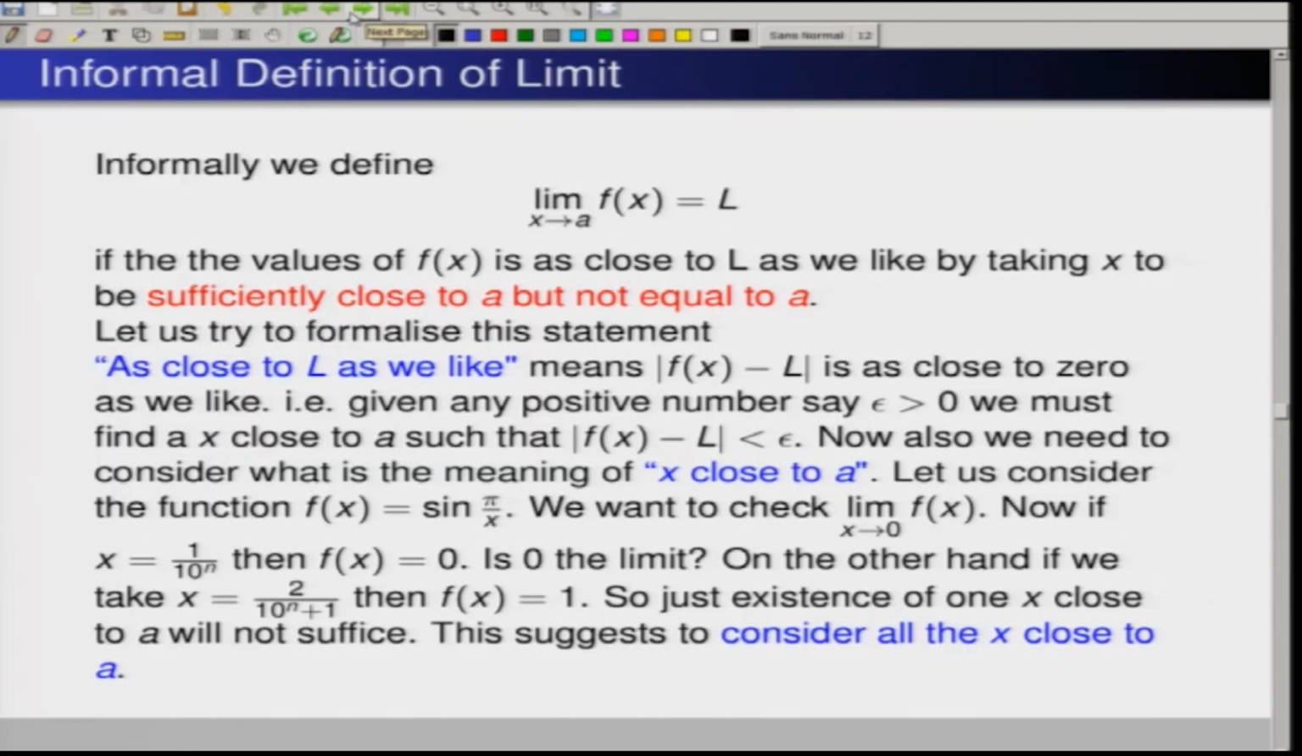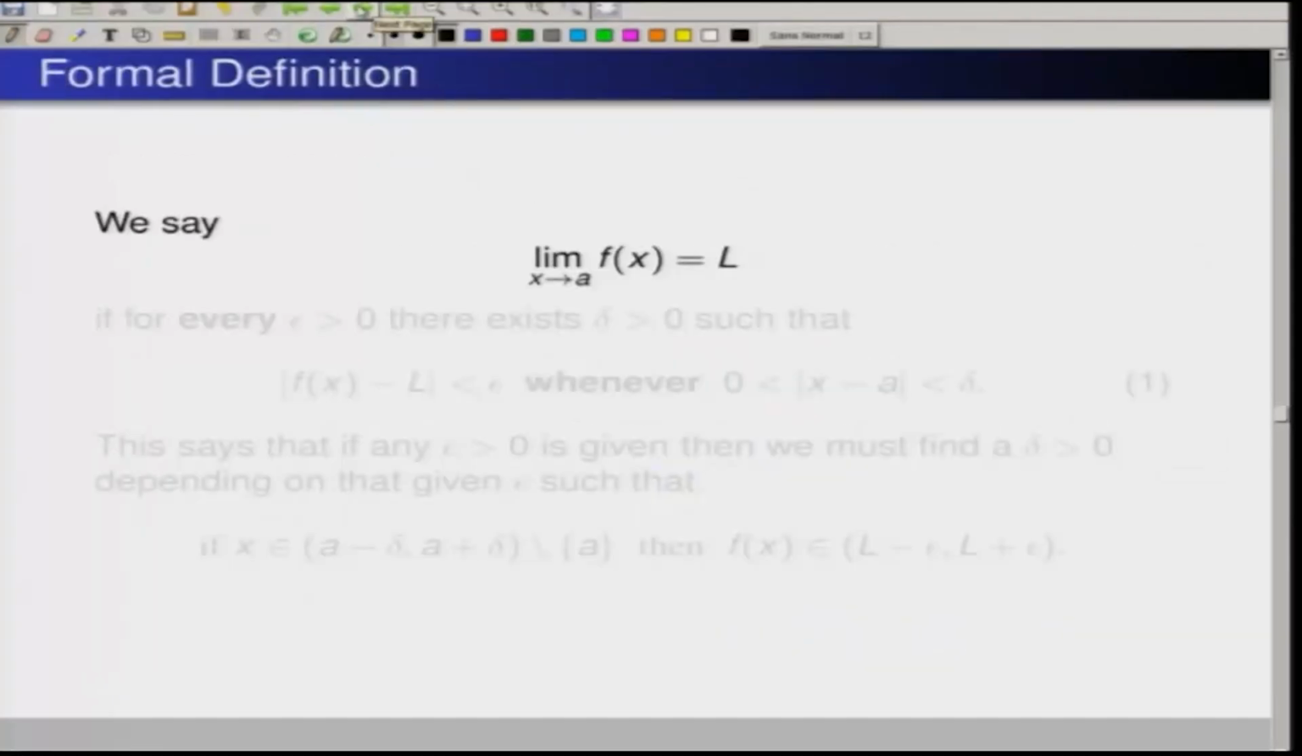We can make f of x as close to L as we want when x is sufficiently close to A, and that has to be for all x which are close to A, but how close they are needs to be determined. So, formally we say that limit of f of x as x goes to a is equal to L if for every epsilon, epsilon is given to us.